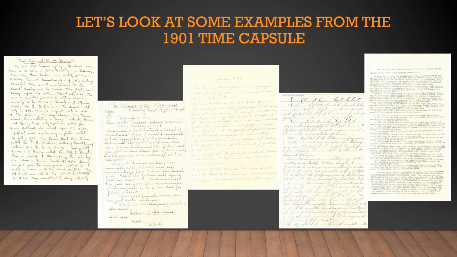So let's break into some small groups and let's look at these examples using the packets provided. So break up into your groups and either you may have a couple of packets, maybe one, maybe each person has their own, but I want you all to take some time and review the documents in that first section. So this is a sampling of documents from the 1901 time capsule. So take about 5 to 10 minutes to review the items and take note of the following questions. And you have these questions in your packet.